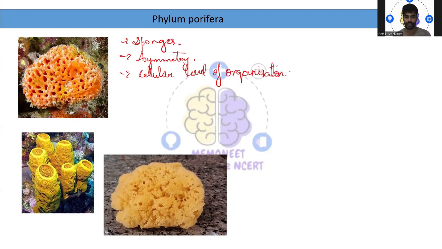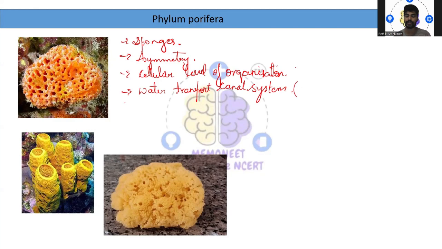So this is another very important thing. Coming to the sponges, right? They have a water transport canal system. So what does this water transport canal system mean?